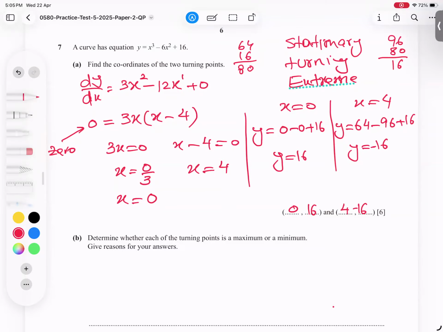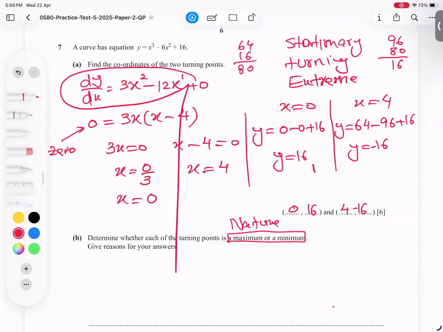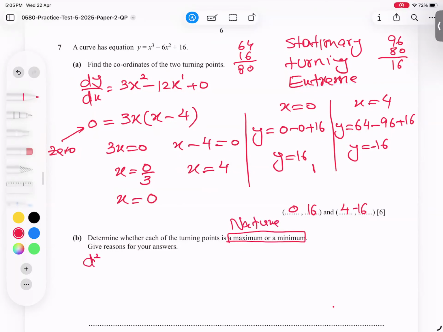And now he's asking the nature. How to decide the nature, students? Nature means turning point, maximum or minimum. It's called nature. Let me write the word nature for you. I will go for the second derivative from here. Second derivative is what, students? d2y over dx2. So 2 comes down, multiply with 3, I got a 6 and the power one less. And for 12x, 1 comes down, 12 ones are 12, and the power one less becomes 0, and something to the power 0 is 1. So I got this second derivative.